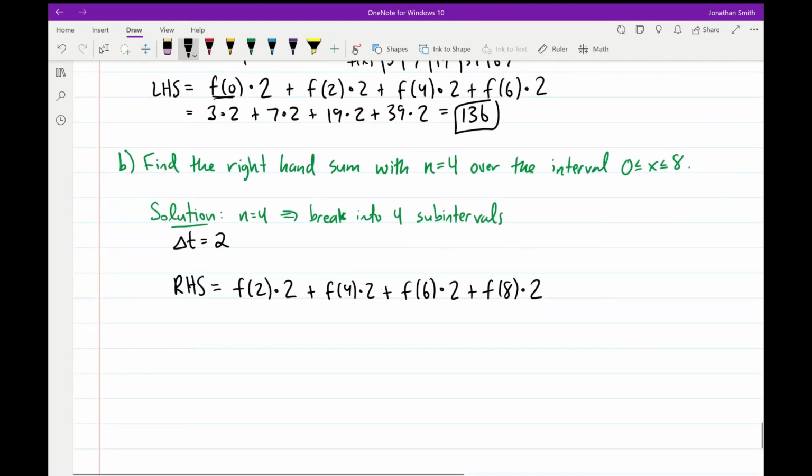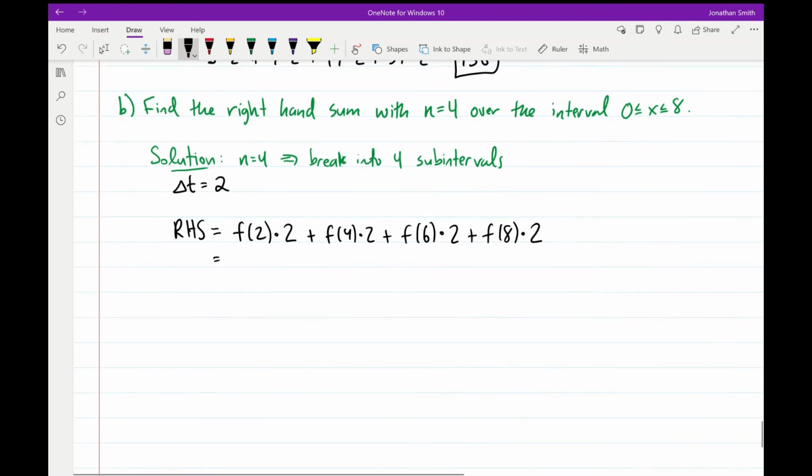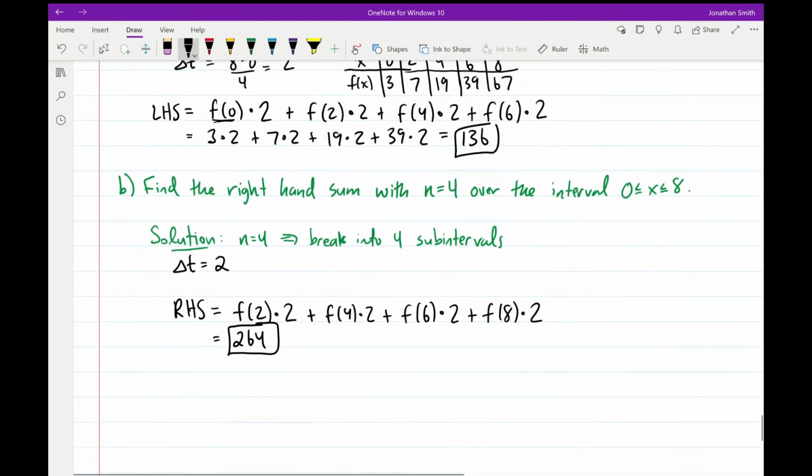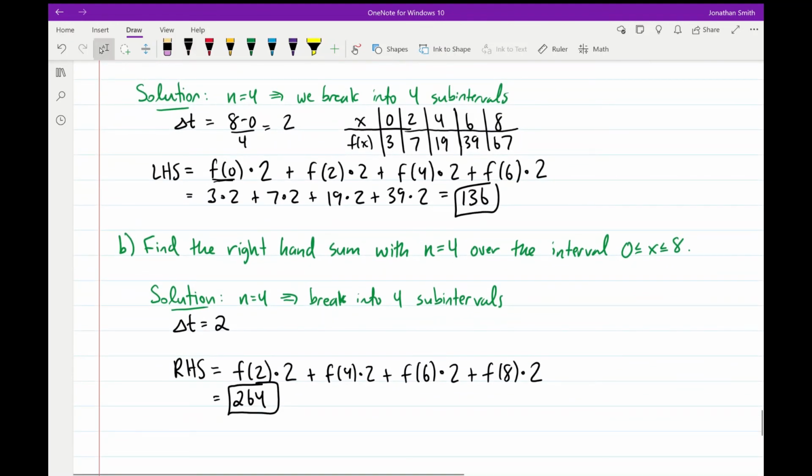And again, if you take each of these f of whatever number is inside of there, and you plug them into the function, and you add them together, you're going to end up with a 264 in this case. So the right-hand sum is 264, the left-hand sum is 136. So depending on if we do a left or right-hand sum, we get a different value, even though we're breaking up into the same number of subintervals.